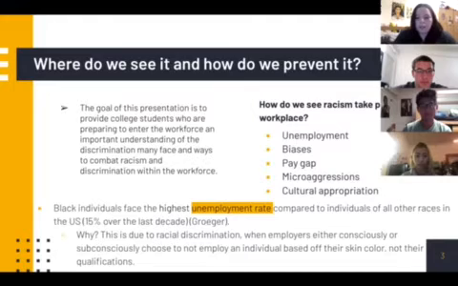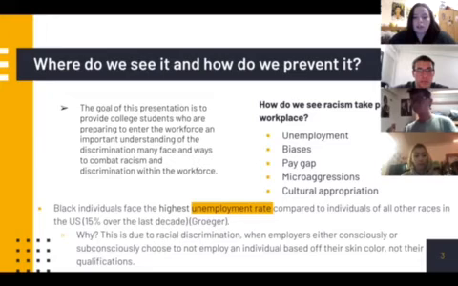One of the first biggest things we see is unemployment. Black individuals face the highest unemployment rate compared to individuals of any other race in the United States. That's 15% over the last decade, more than any other race. This is due largely to racial discrimination, when employers either consciously or subconsciously choose to not employ an individual based off the color of their skin instead of their qualifications.